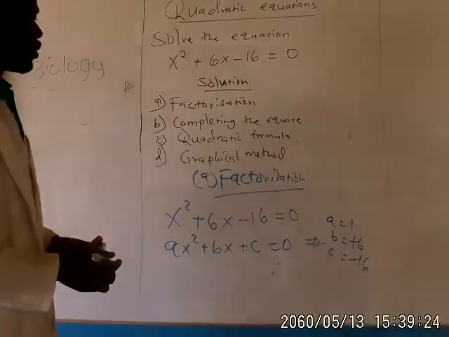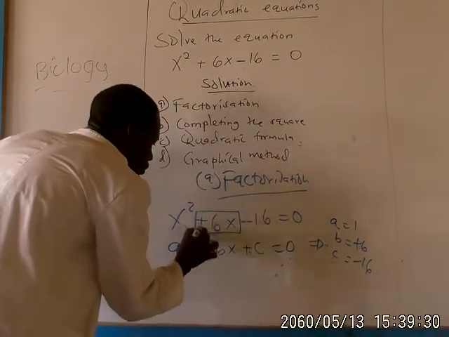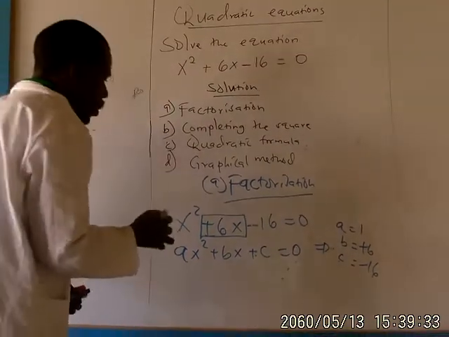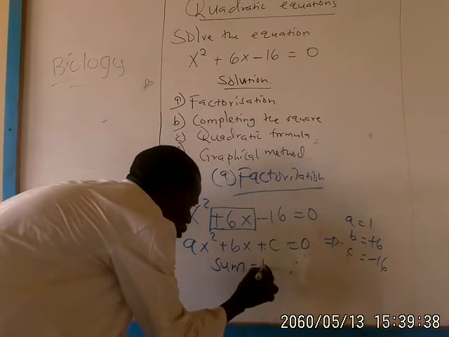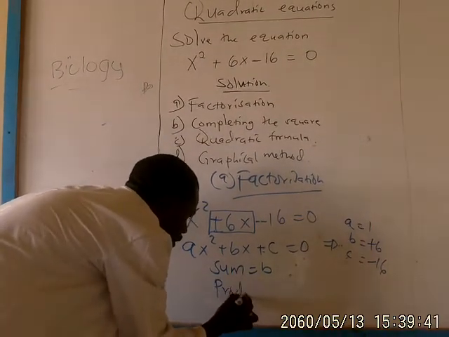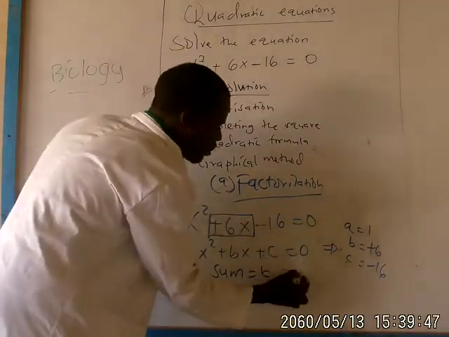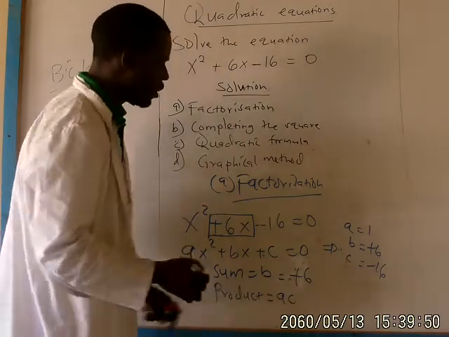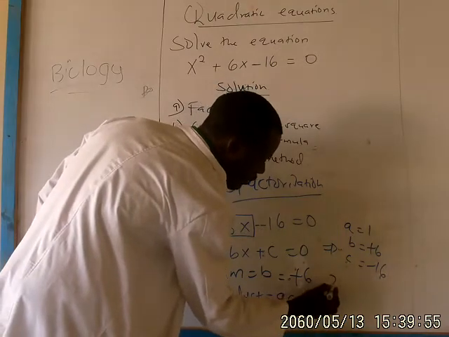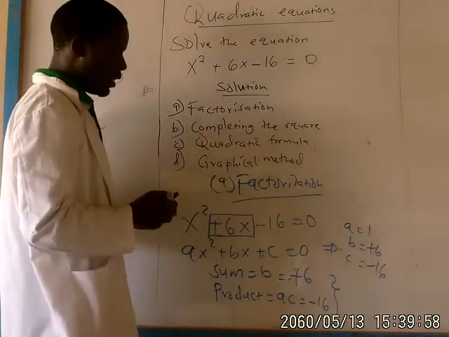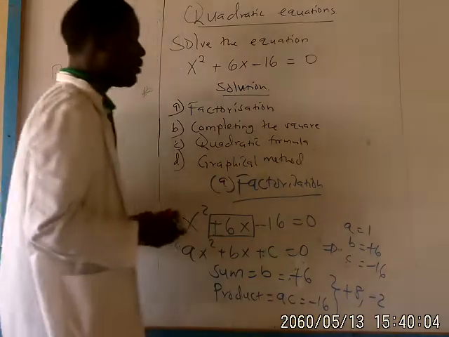Now, to use the factorization method, we want to substitute the coefficient of x, that is the 6x, with two numbers. Those two numbers, we have to find that their sum is equal to b, and that their product is equal to ac. We already have b as positive 6. And we have a times c, which is 1 times negative 16, giving negative 16. If we find the two numbers, you will find that they are positive 8 and negative 2.